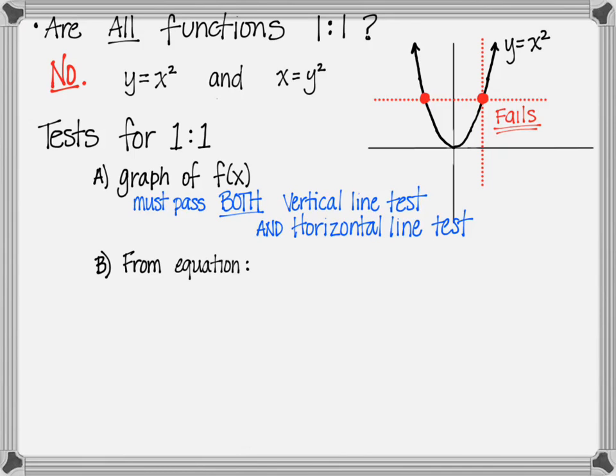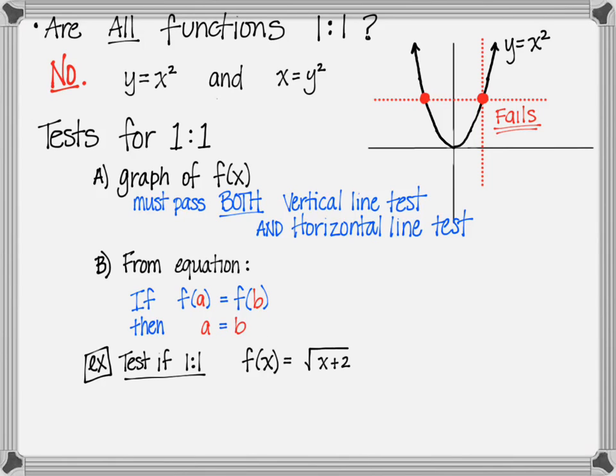And we use that idea, that one output has two different inputs, for looking at it with an equation. What this is saying is that when two outputs are equal, then the inputs must have been equal as well. So this is actually how we're going to do the test. We set their outputs equal to each other and show that what was put into the function had to be equal as well. So here's an example of that.